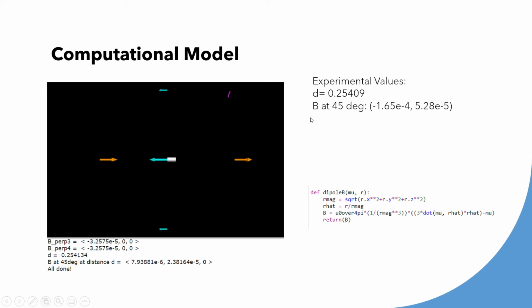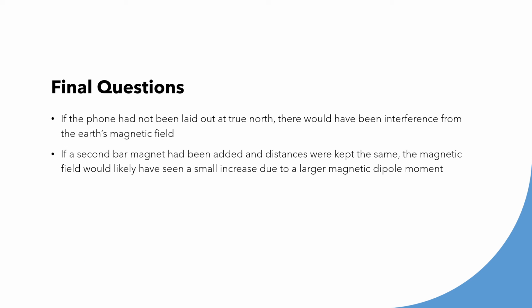I then used the computational model to compare to some experimental values, where I calculated the distance between the object and the magnetic dipole, the magnet, to be 0.254, and that was pretty similar to what was given by the computational model. However, the magnetic field differed pretty significantly, specifically in the x-coordinate. This could be explained by a number of other magnetic factors interfering with the experimental setup, which were not included in the computational model. So the number down here on the left might be a more pure representation of how a magnetic dipole works. So some final questions before I leave you.